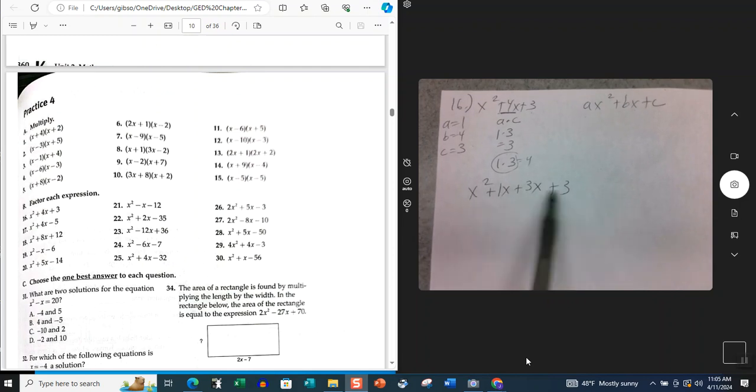Now, again, this is step 6. And if you notice here, 1x plus 3x is still equal to 4x. So technically, you didn't change the problem.